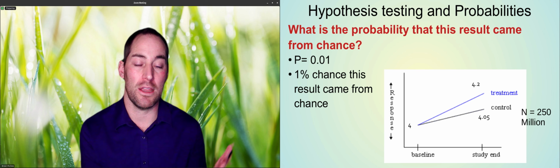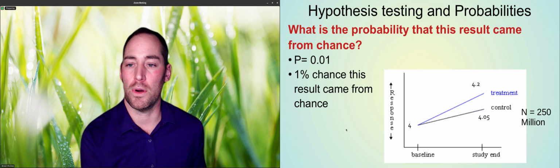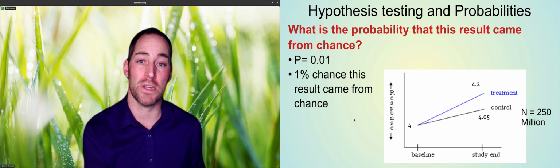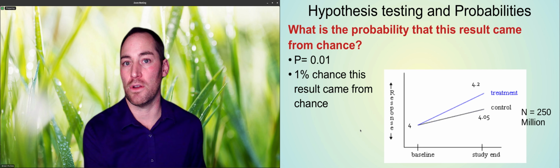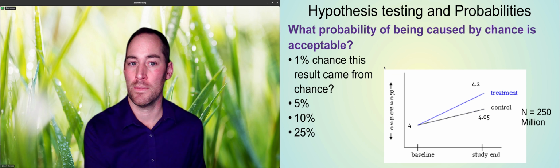So knowing that your treatment does even just a little bit make a change is important. So p equals 0.001. That means there's a 1% chance this result came from chance. I would absolutely reject the null hypothesis. This looks like it's probably a true difference.